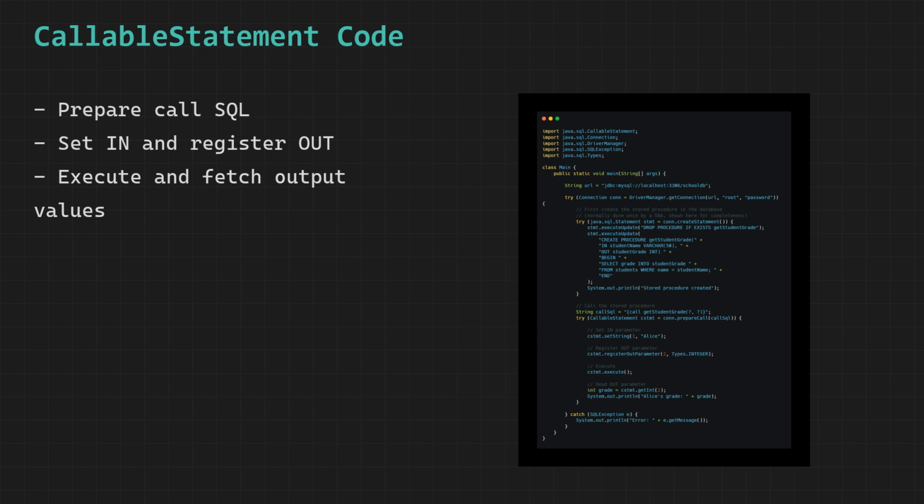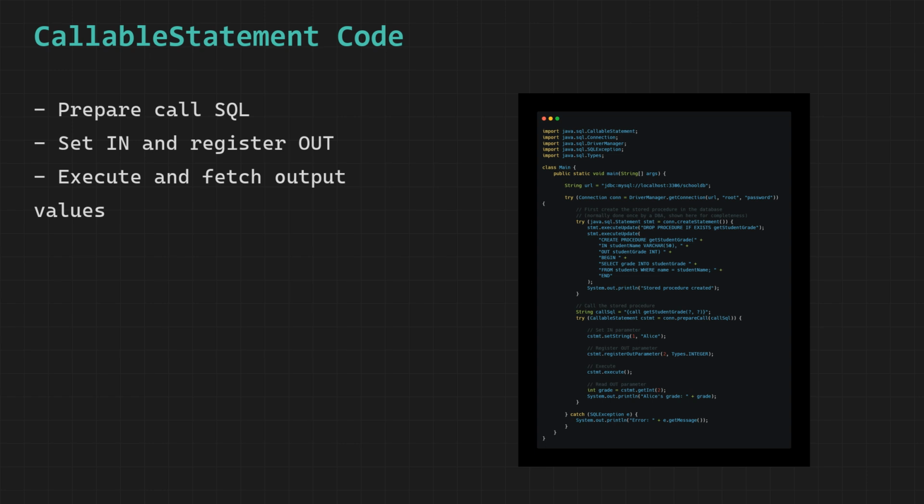The stored procedure getStudentGrade is created first using a regular statement. Drop procedure if exists ensures a clean start. The procedure takes one in parameter, student name, and one out parameter, student grade. Inside the procedure, select grade into student grade fetches Alice's grade into the output variable.